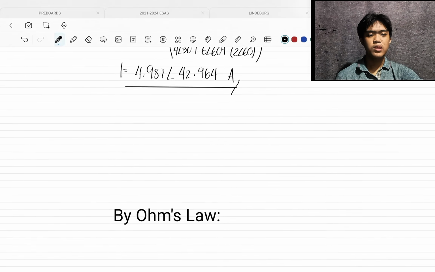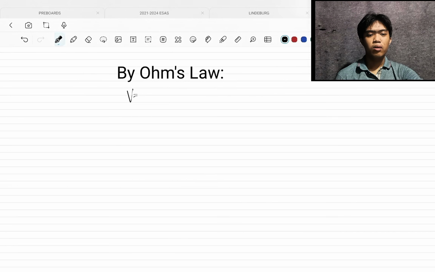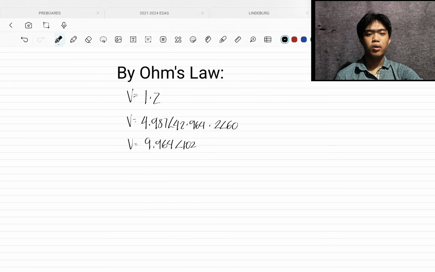Next, we use Ohm's law to convert the branch current into the corresponding voltage across the load impedance, which gives us 4.982∠42.964 multiplied by 2∠60. This gives us the voltage contribution 9.964∠102.964 volts.